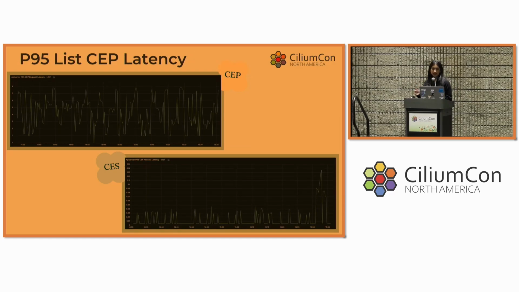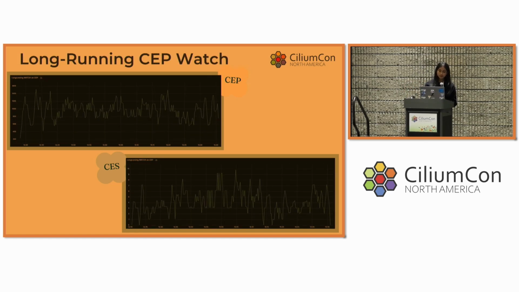Similarly, for the Cilium endpoint list latency, so now we have the control plane much less overloaded. Our latencies are going down simply because there are much fewer requests being made. The API server is able to handle these requests more efficiently, more quickly.